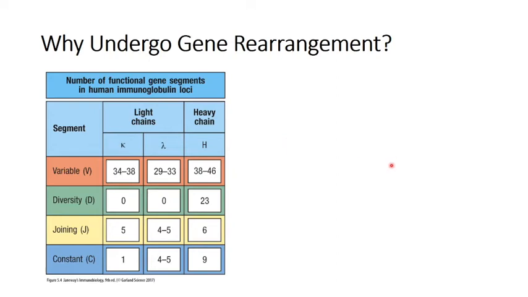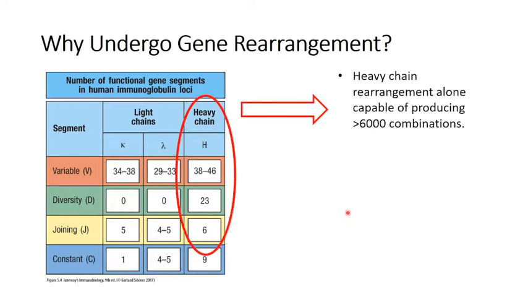As you'll see in a second, if we tried to do that with pattern recognition receptors, we'd need more receptors than could ever be encoded in the genome. So the reason we undergo this rearrangement is as follows. If we look at just the heavy chain gene segments and simply multiply these numbers together, we pick one variable gene segment, one diversity segment, one joining segment, and there are over 6,000 combinations right there.